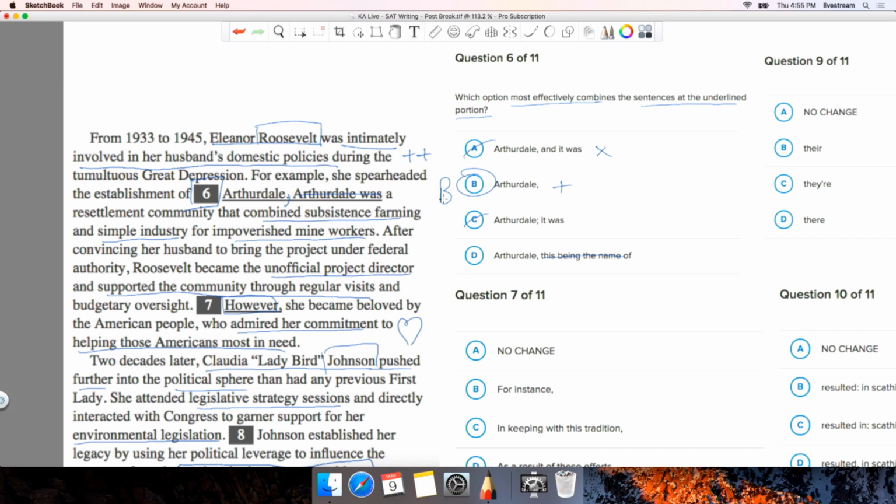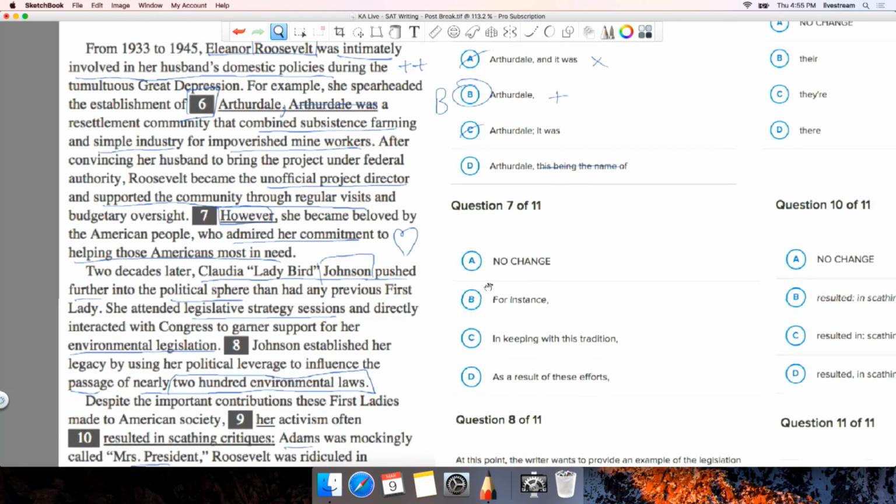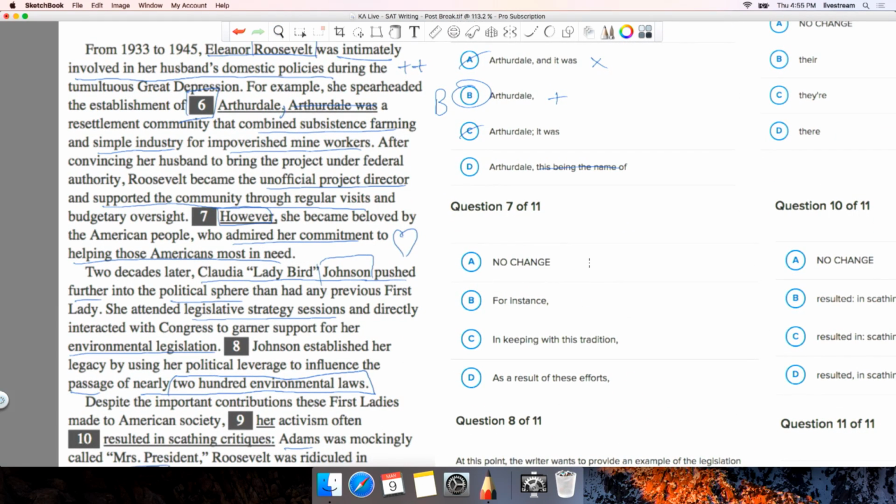And so the answer choice is B. Let's keep going here. On to number 7. So this is another one of those stemless questions. And we want to look at here, number 7, and say, let's read a little bit before and a little bit after to get the context. Again, context is super important.